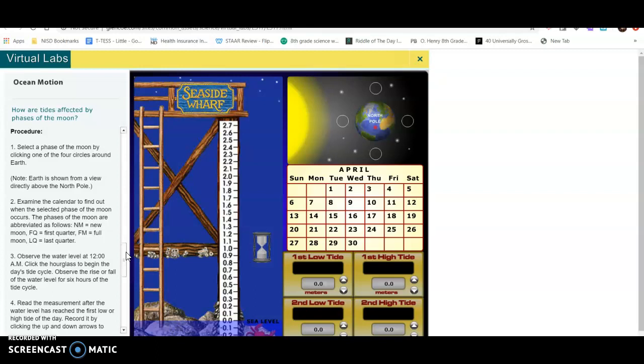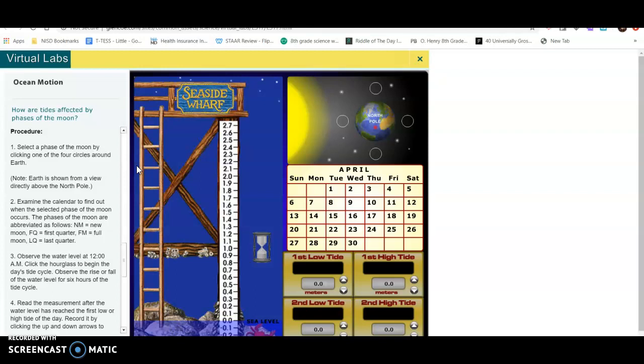Notice that Earth is shown from a view directly above the North Pole. So remember, these are the ones that we're looking at, these 4 phases of the moon. Remember, SNEF, sun, new, Earth, full. Okay? And then you should be able to remember which of these phases are which. Okay? Examine the calendar to find out when the selected phase of the moon occurs.